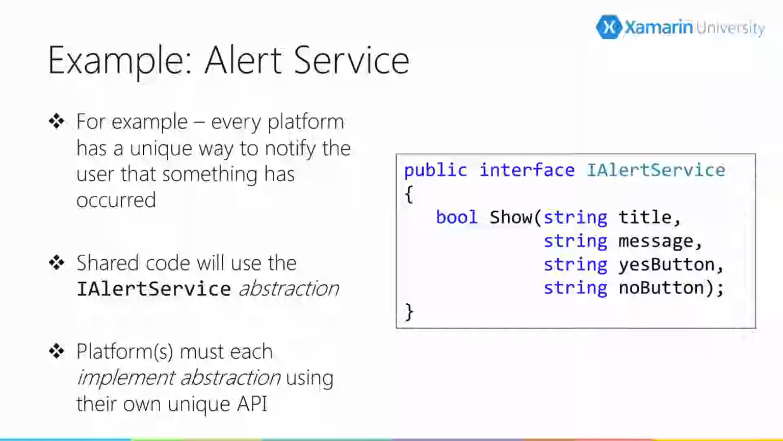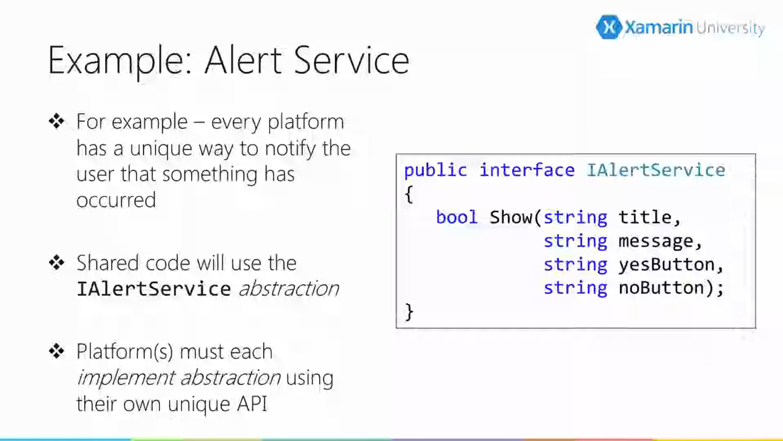Here is something like this message box problem that I just mentioned, an alert service. Every platform has got a way to notify their users. Often that's a simple message box. And here in our interface, we would just declare a method. That method says, if this is called, I expect some sort of message to be shown to the user. This message contains a title, the actual message text, and a label for the yes and the no button.